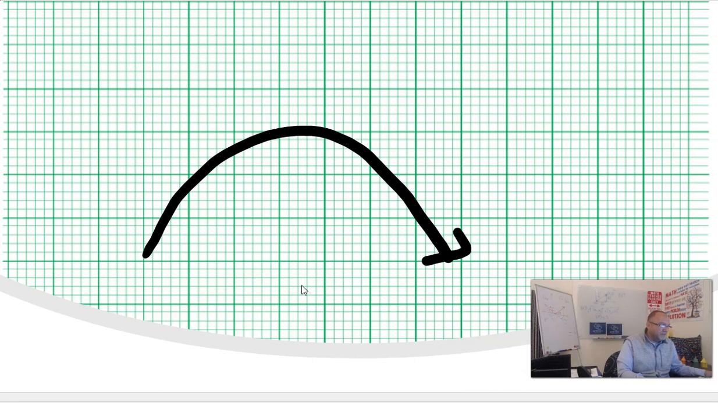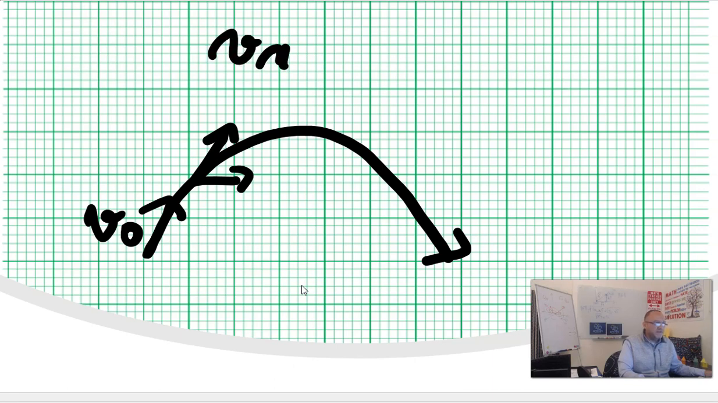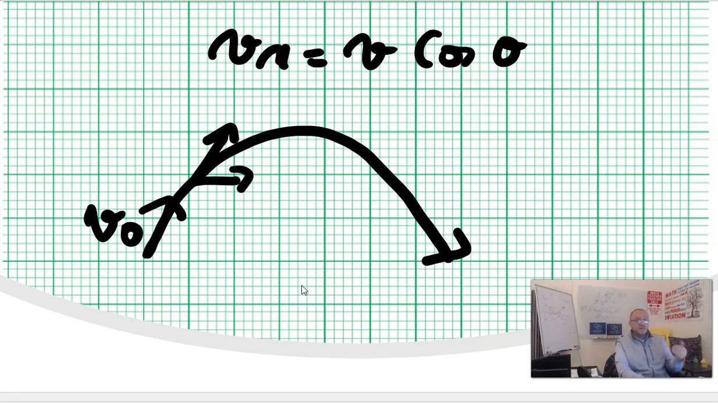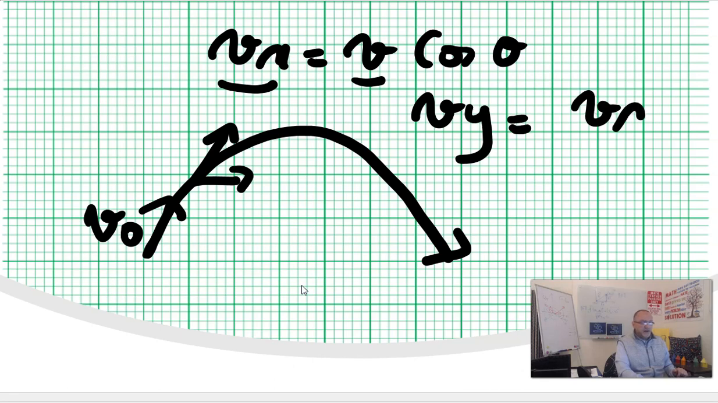You cannot forget, this is your V0. And here, we broke down the velocity into Vx and Vy. And we said Vx equals V cosine theta, because remember, cosine theta equals the horizontal component divided by the total vector. And Vy equals V times sine theta, because sine theta equals the vertical component or breakup divided by the whole vector. Now, what happens here?